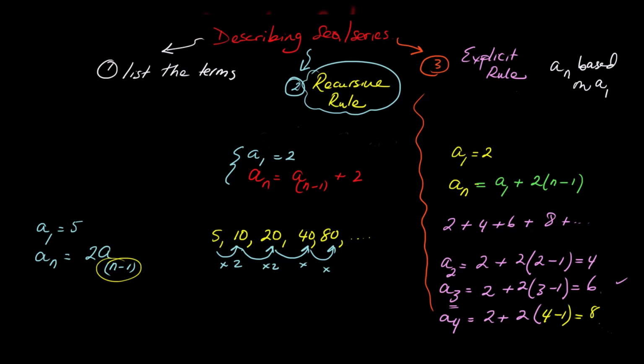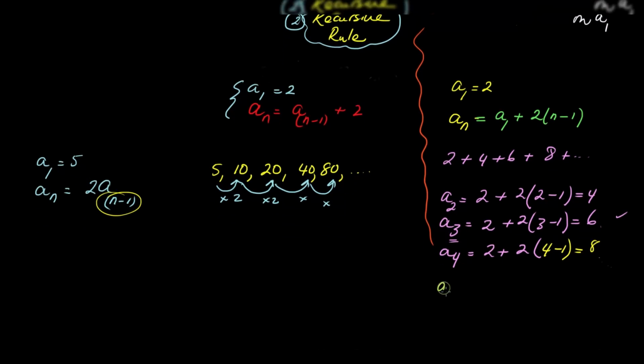Say I want to know what a sub 51 is. Well, a sub 51 is going to be a sub 1. The first term is still 2, correct? Plus, the rule is this: 2 times the quantity 51 minus 1. That's 2 plus 2 times the quantity 51 minus 1, which is 50. 50 times 2 is 100, and that's going to be 102. So that's the beauty of this.